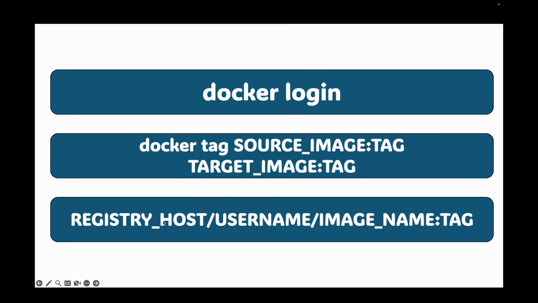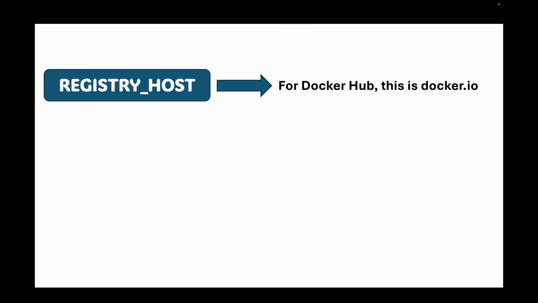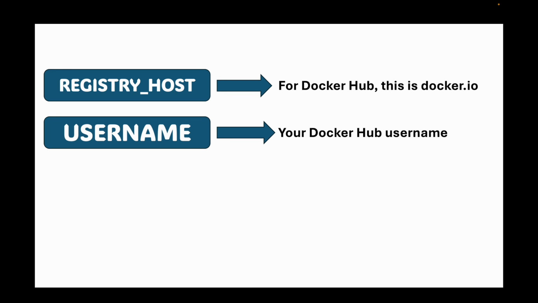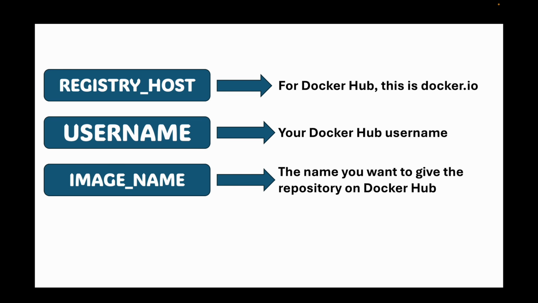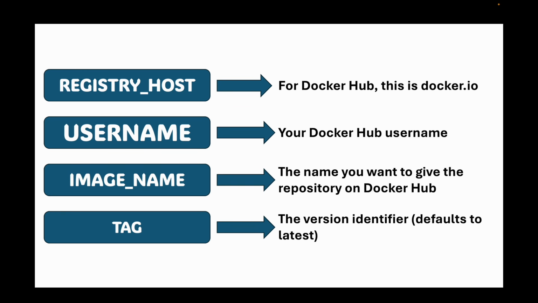Like I said, if you're using Docker Hub, the registry will be docker.io, and this is often optional. Then username would be your Docker Hub username, and image name would be the name you want to give the repository on Docker Hub, and then the tag would be your version identifier, which defaults to latest. So let's see this in action.